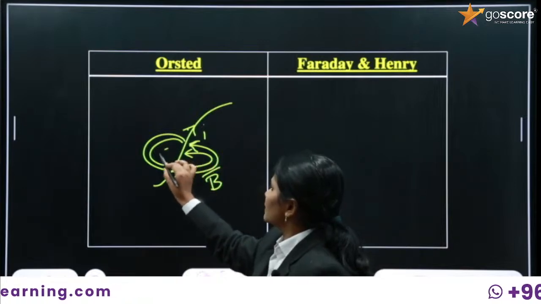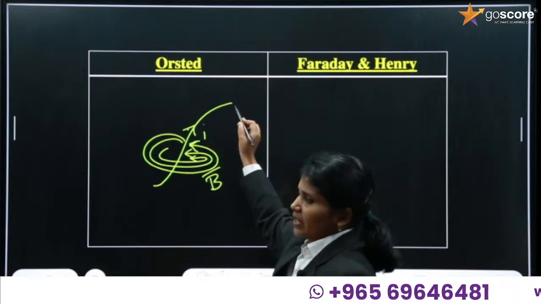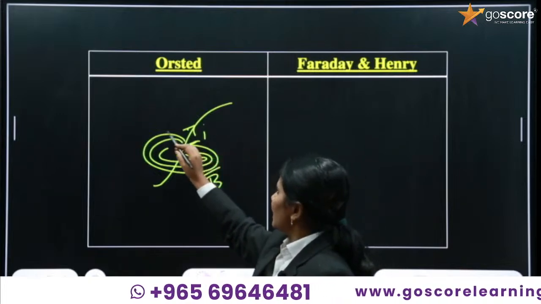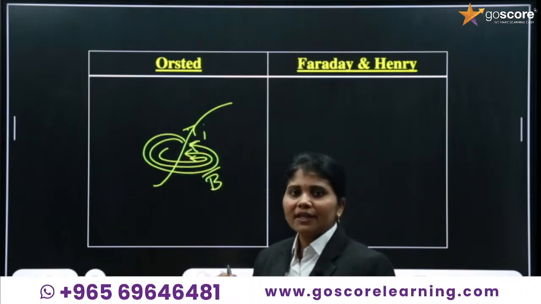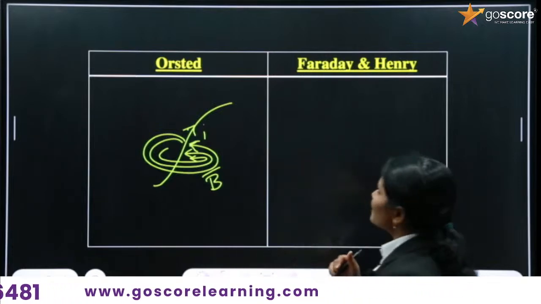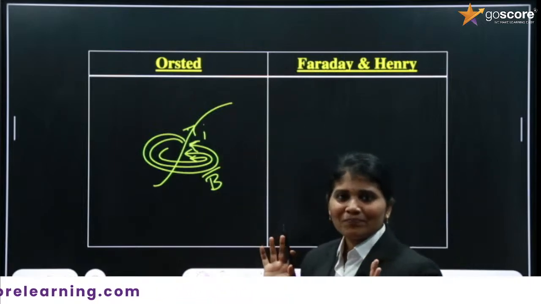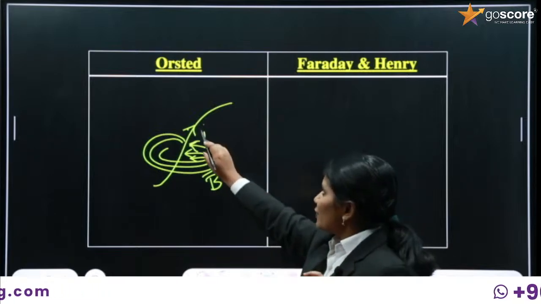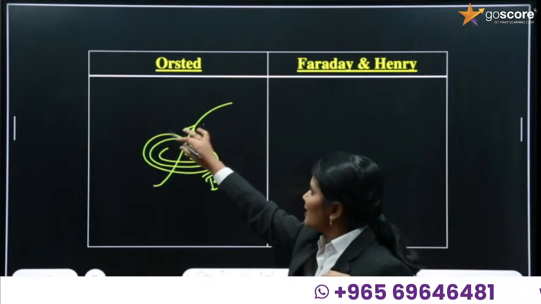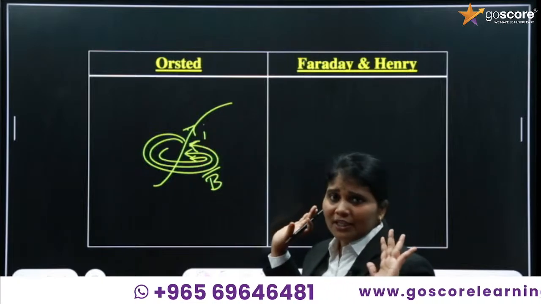Oersted discovered that in any electric wire, if current is passing through that wire, then that electric wire produces the magnetic field. What did Faraday and Henry discover? Exactly opposite, guys. Exactly opposite. Here Oersted discovered that from the current, a magnetic field is produced.